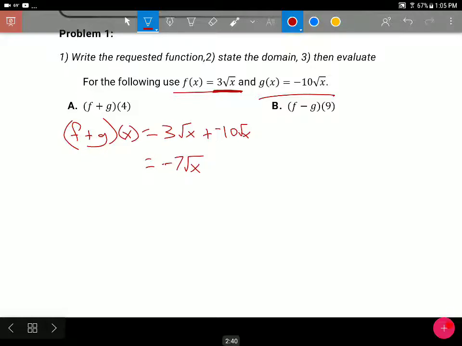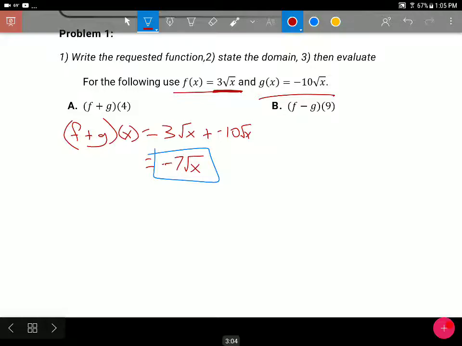Let me rewrite this a little bit. So negative 7 square root of x. No, this is the combined function. We'll get to the 4 in a second. If they're asking for the function, this is the function: f plus g of x is that.